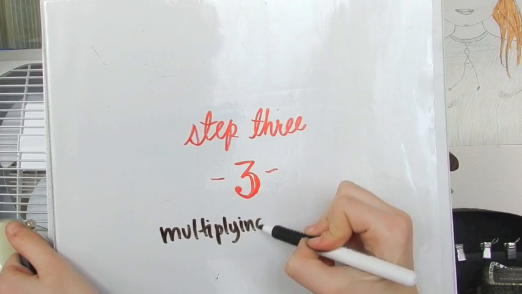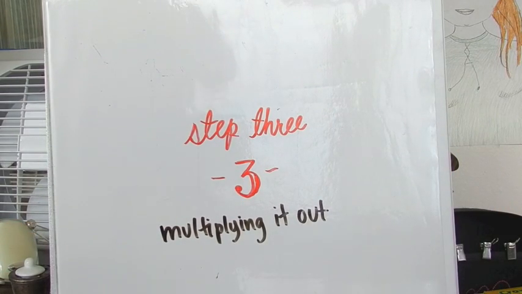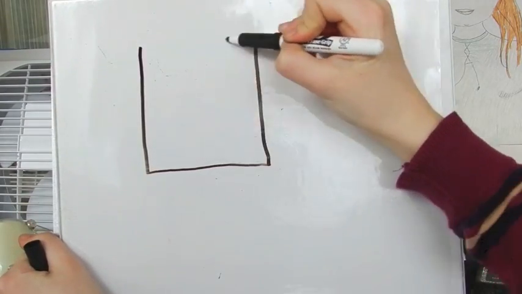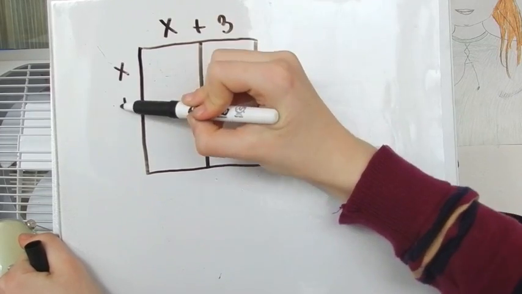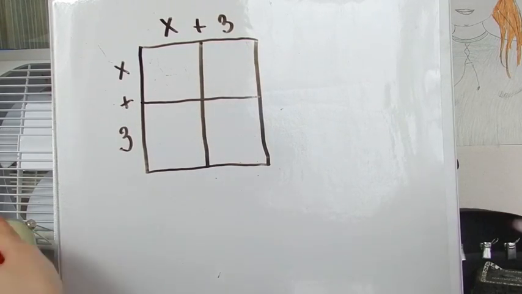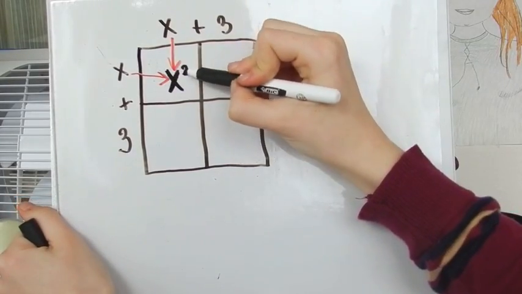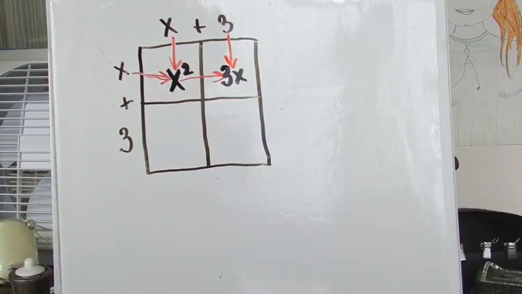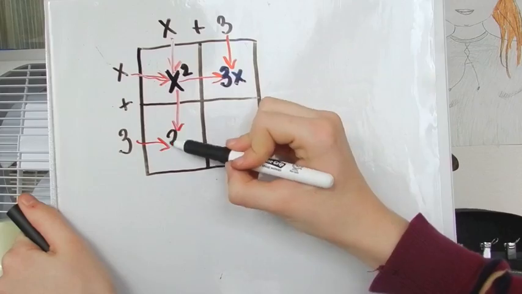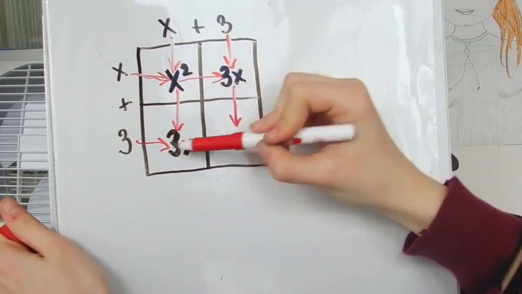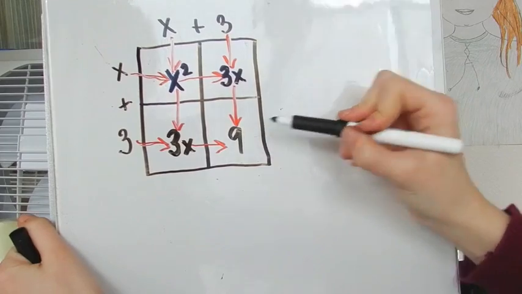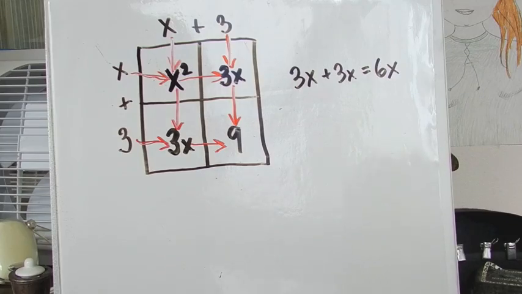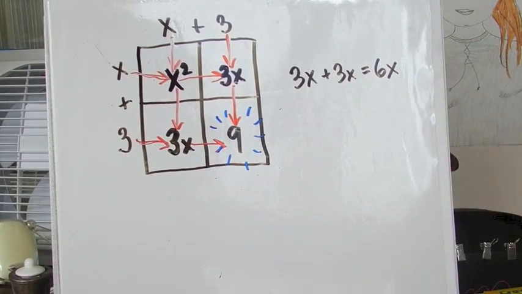Step 3. Multiplying it out. We now multiply each term by the term it lines up with on the other side of the box. Inside our box, we'll end up with the x squared, which we already knew. Notice that 3x appears twice, equaling 6x, same as in our original equation. But in the last term, in this case 9, is where our lonely constant term comes in.